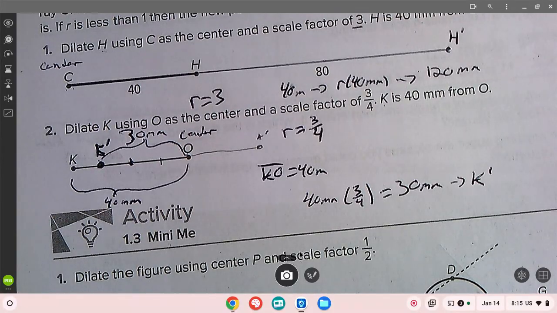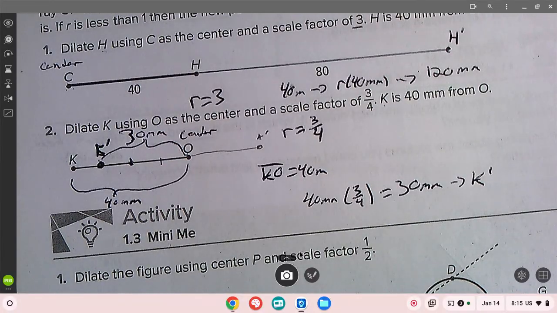Okay, so can you fix that for me, sir? Please and thank you. It should be on the same side. So you basically just divide 40 by 3/4, so that's your first tick mark, and that's where K is going to be. Not divided by 3/4, multiplied by 3/4, sorry. Yes, sir.